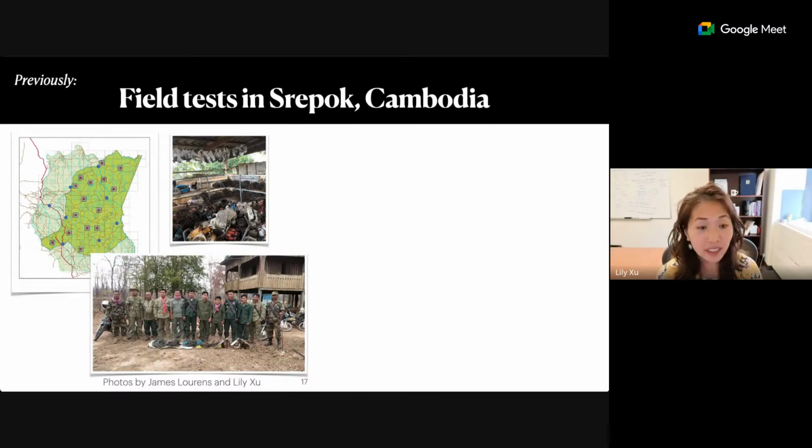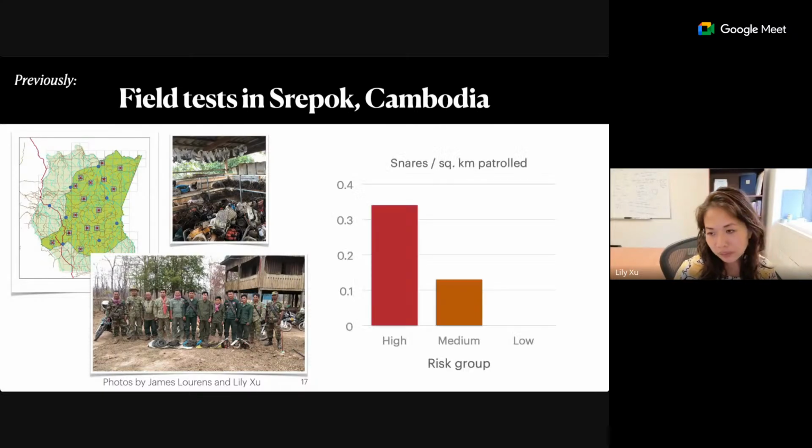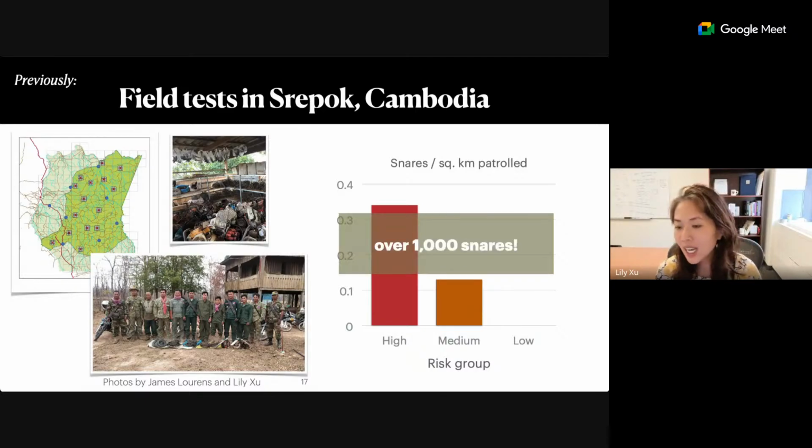And to keep this a valid experiment, we kept it blind, so they weren't informed of the risk classifications in advance. And we also focused on areas that were infrequently patrolled in the past, so we weren't just relying on historical patterns. And rangers patrolled, and indeed, they found many more snares in the areas that we predicted to be at high risk than medium or low risk of poaching. And then in a single month, when we were focused on having them patrol high-risk areas, they found over 1,000 snares, which is about a 3-fold increase over typical patrols.